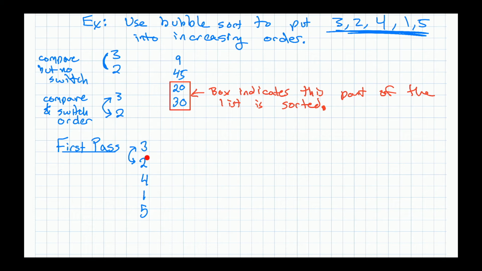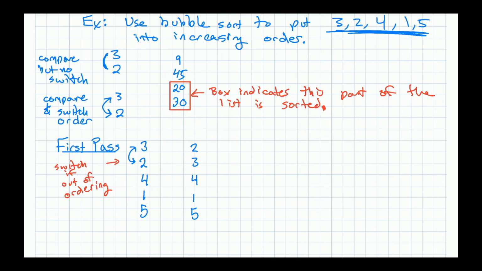The 3 and the 2 are not in order, right? 3 should come after 2. So we're going to switch if out of order. And remember, we're trying to put it in increasing order, so bigger numbers go at the bottom. So we compare those, they're out of order, so we switch them. So the next line, we've switched the 2 and the 3. So it'll be 2, 3, 4, 1, 5.